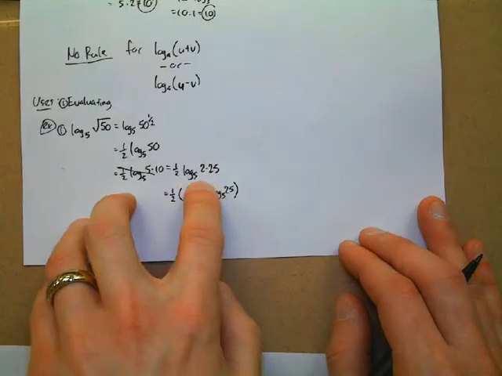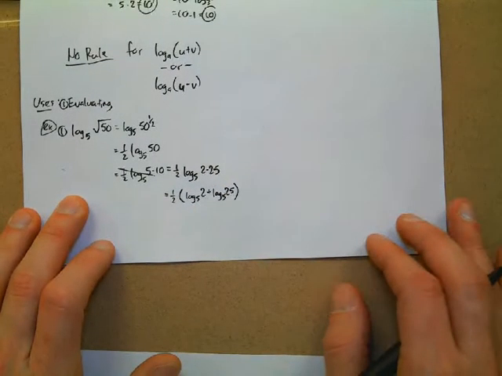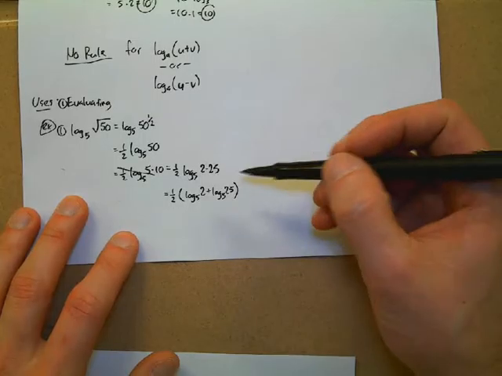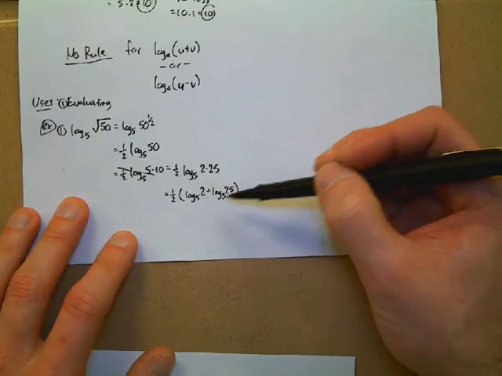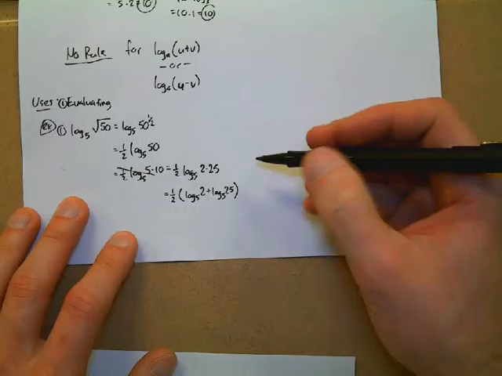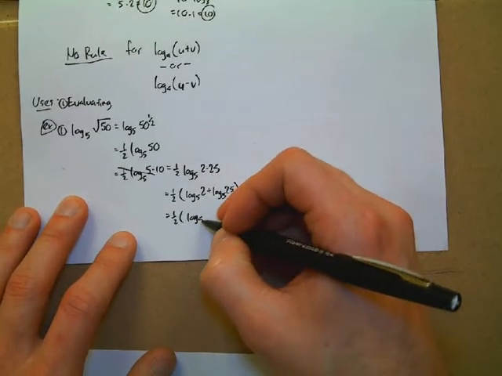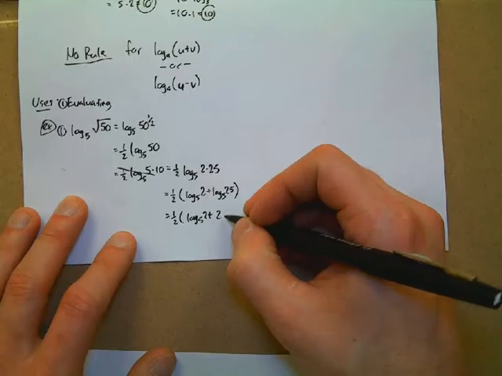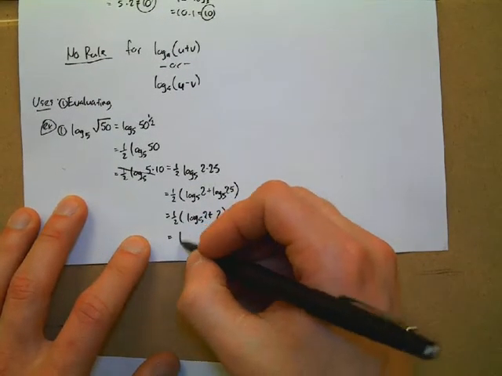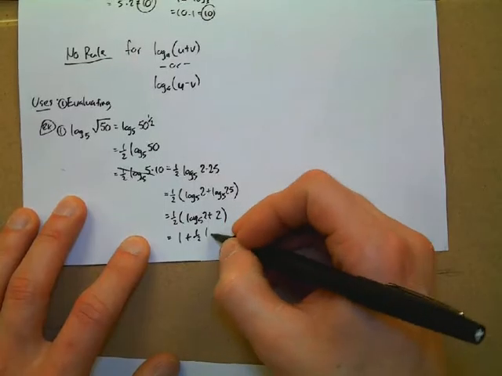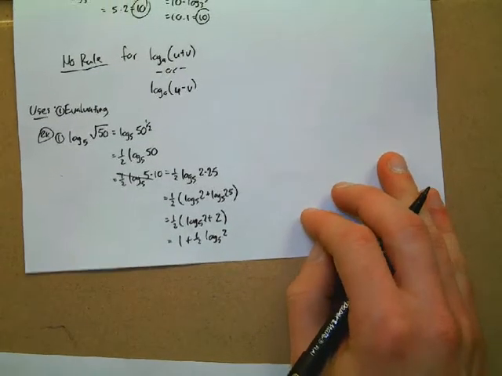Now this is helpful. We can't evaluate log base 5 of 2, but what's the log base 5 of 25? It just equals 2. So we have 1/2 times log base 5 of 2 plus 2. And if you want, you can distribute the 1/2 and make it 1 plus 1/2 log base 5 of 2. That's using our properties there.